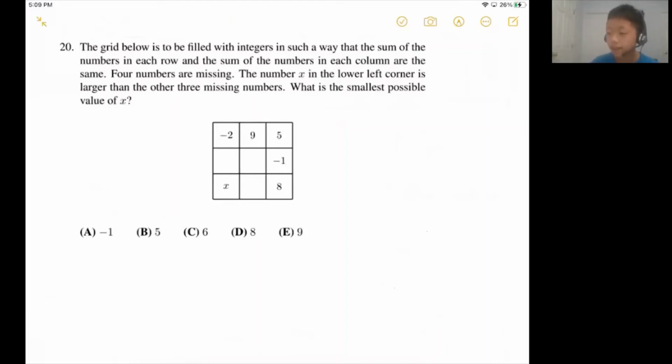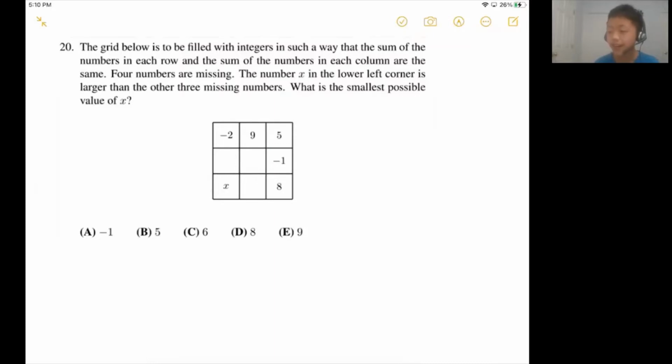Question 20 says you have this grid below, and we want to fill the grid with integers in such a way that the sum of the numbers in each row and the sum of the numbers in each column are the same. So 4 numbers are missing, and the number x in the lower left corner is larger than the other 3 missing numbers, and we want to know what is the smallest possible value of x.